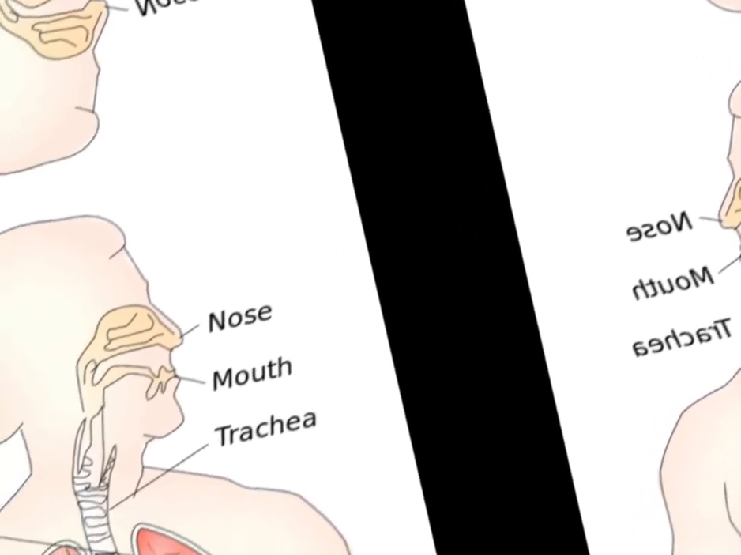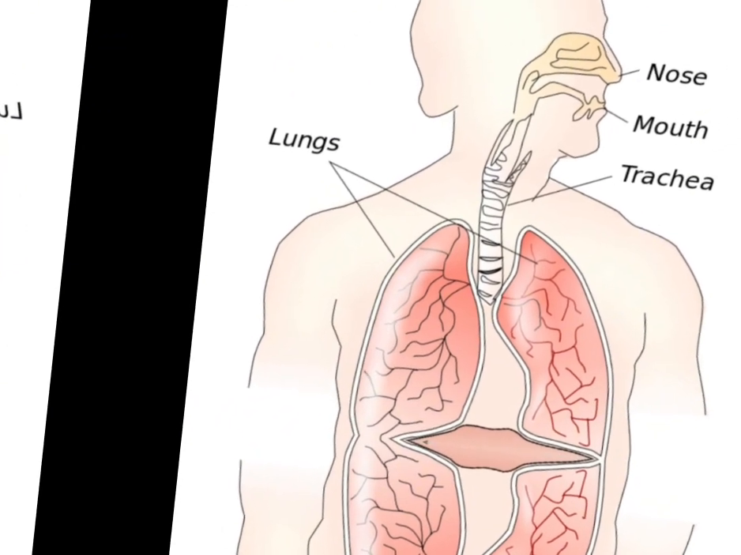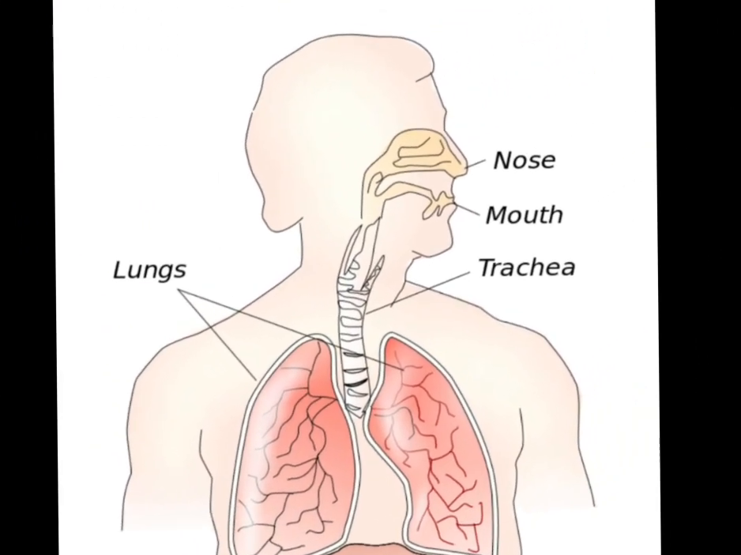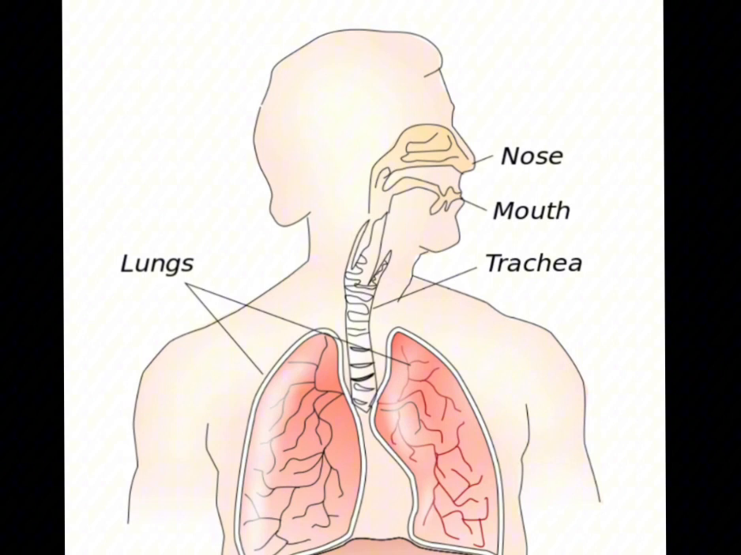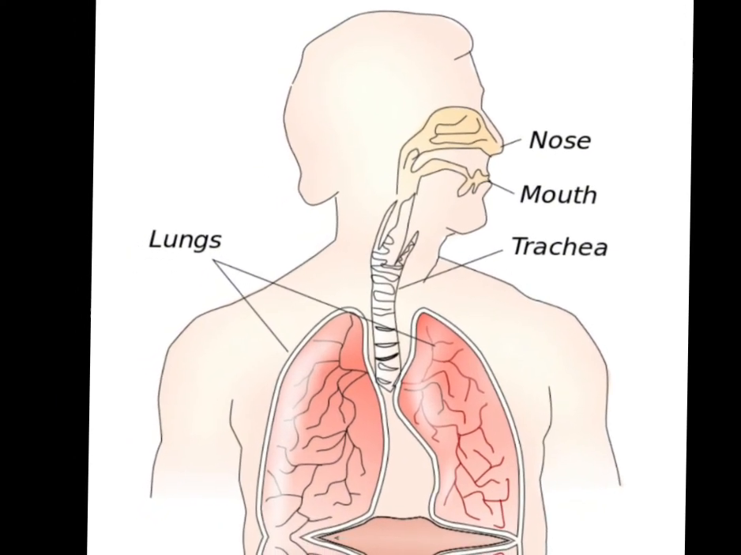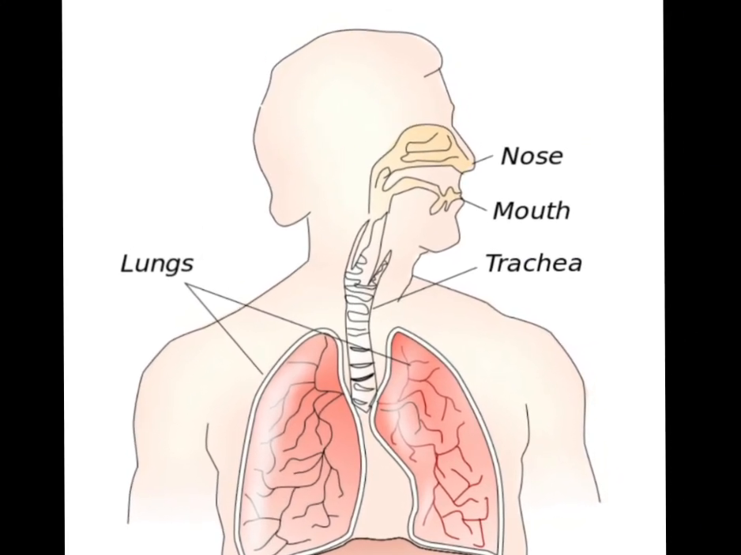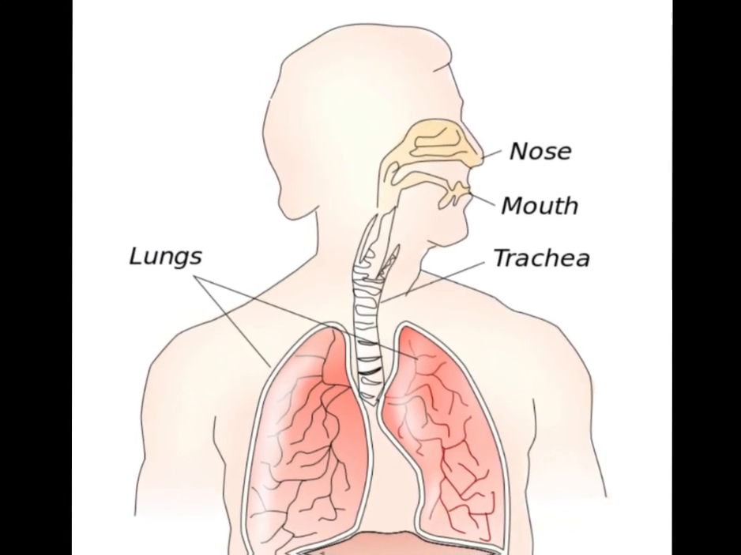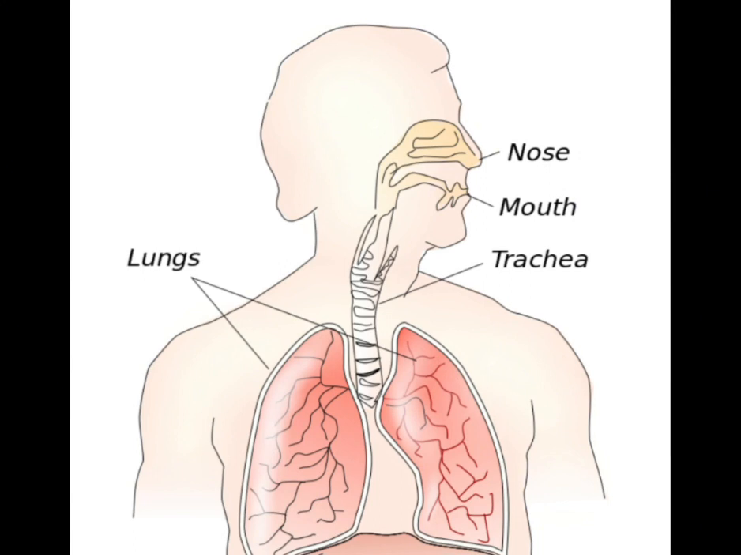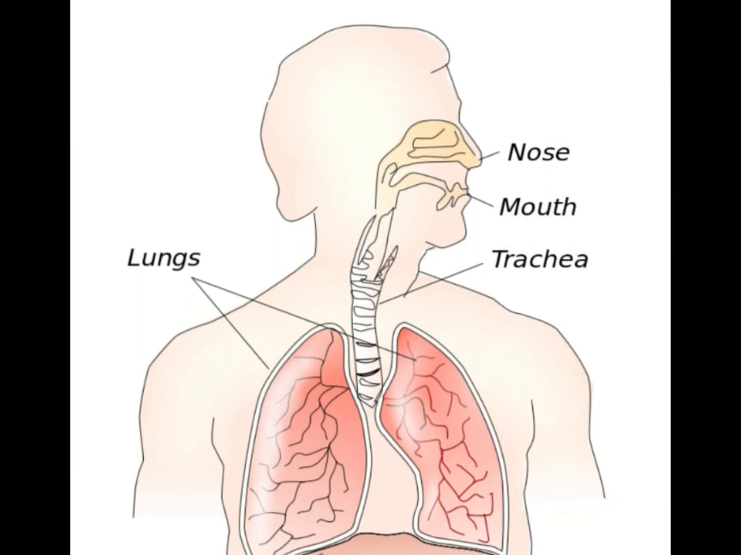The next characteristic we are going to look at is respiration. Respiration is the process that all living things go through to create the energy they need to live. Energy is obtained from food. The process of respiration either occurs in the presence of oxygen, which is known as aerobic respiration, or in the absence of oxygen, and that is known as anaerobic respiration.